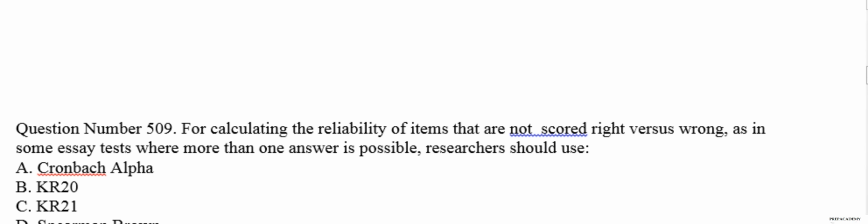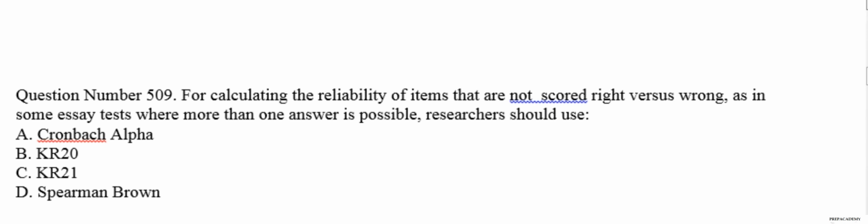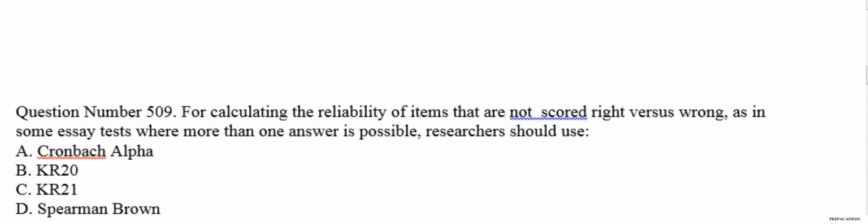Question number 509. For calculating the reliability of items that are not scored right versus wrong, as in some essay tests where more than one answer is possible, researchers should use A, Cronbach alpha. B, KR20. C, KR21. D, Spearman-Brown. The correct answer is option A, Cronbach alpha.